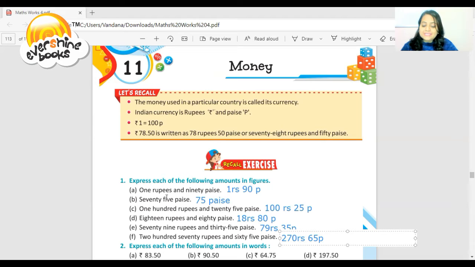Now it's your recall exercise. Express each of the following amounts in figures. You have to put the sign of rupees. 1 rupee 90 paise, 75 paise, 100 rupees and 25 paise, 18 rupees and 80 paise, 270 rupees 65 paise, 79 rupees 35 paise. Okay, got it? These are your money in terms of rupees and paise.